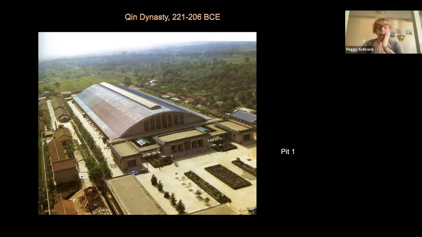It's located outside Xi'an, which is the ancient capital of Chang'an. For much of Chinese history, Chang'an was the capital. Beijing is only a late capital. It's way far north. Most of the capitals are farther south. So it was an important site.